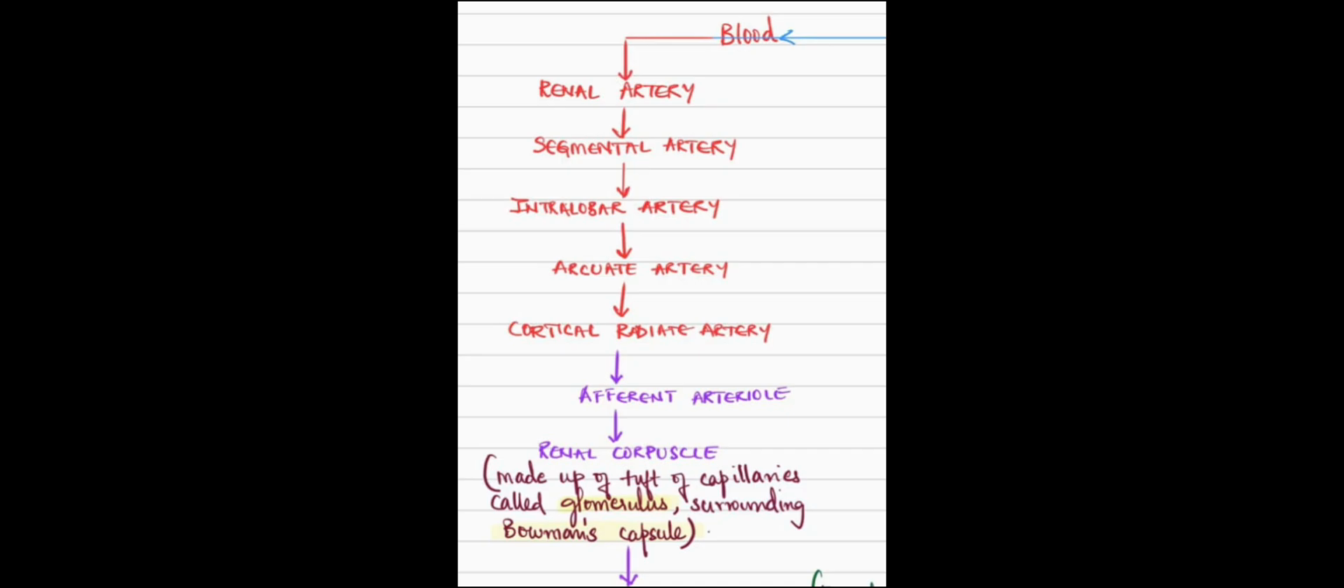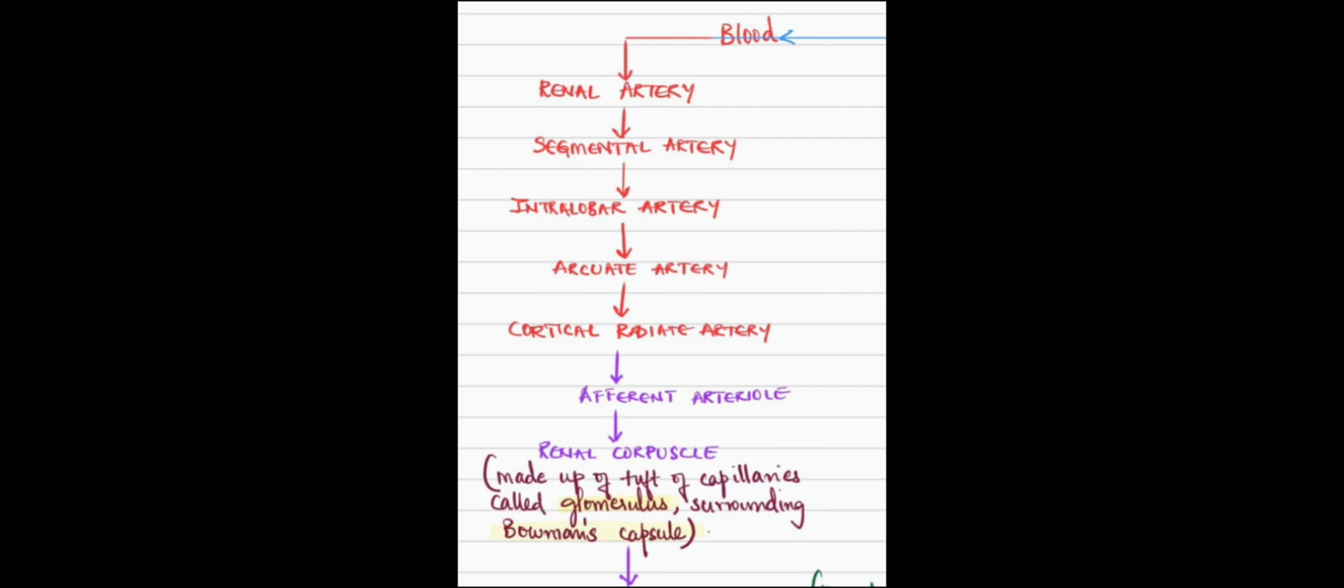So moving forward, let us see how the blood flows through the renal artery and exits through the renal vein. Blood from the abdominal aorta goes to the renal artery. From there, it goes to the segmental artery. From the segmental artery, the blood travels between the pyramids through the interlobar artery. From this interlobar artery, the blood travels through the arcuate artery. From there to the cortical radiate artery, these are the branches from the arcuate artery, and from there it goes to the afferent arteriole, from there into the renal corpuscle.